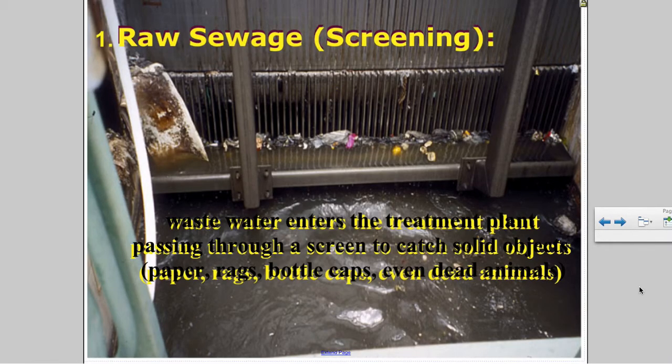The first part is raw sewage. That's the screening. That's where it filters everything through like a coffee filter. And it filters the water, catching these large particles. You have plastic wrappers and paper and bottle cans and anything that cannot fit through this filter. So wastewater enters the treatment plant, passes through the screen, catches these solid objects and dead animals even. And that's that raw sewage. Remember, we talked about raw sewage yesterday in our notes.